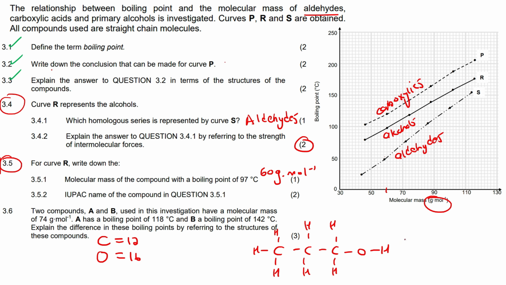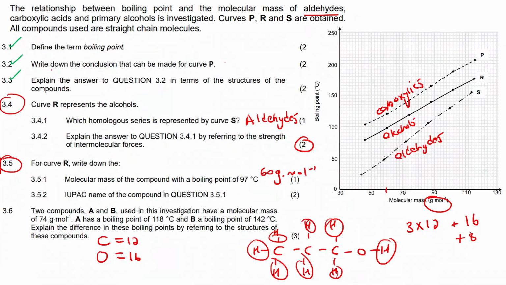I know that would have 3 carbons, and each carbon has a mass of 12. I'm getting this from the periodic table. Then it's got 1 oxygen, and then how many hydrogens? 1, 2, 3, 4, 5, 6, 7, 8. If you work this out, oh, I made a bit of a mistake here. I said 12, 24, 36, it's 52. But 3 times 12 plus 16 plus 8 gives us exactly 60. So it must be a 3-carbon alcohol.